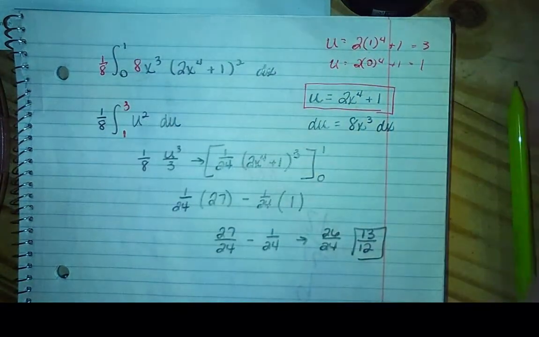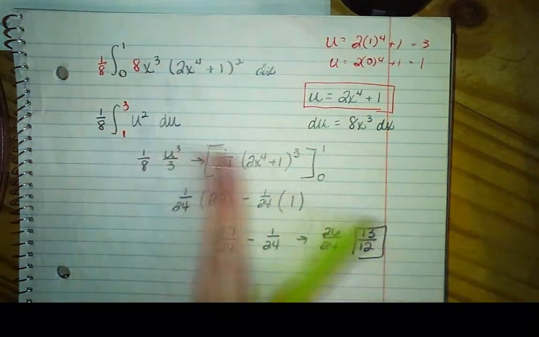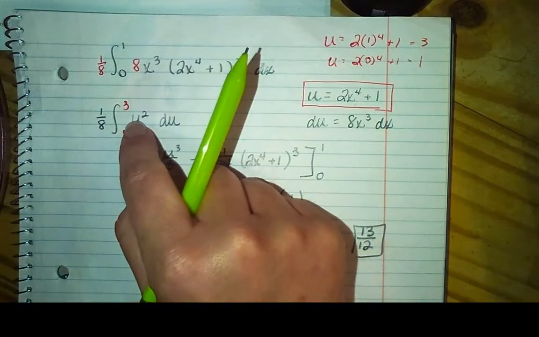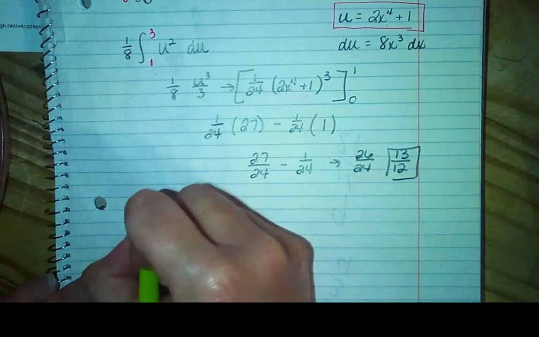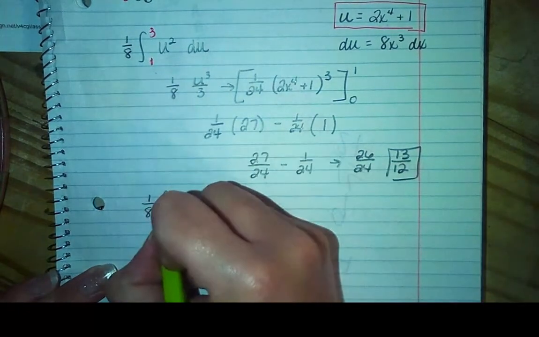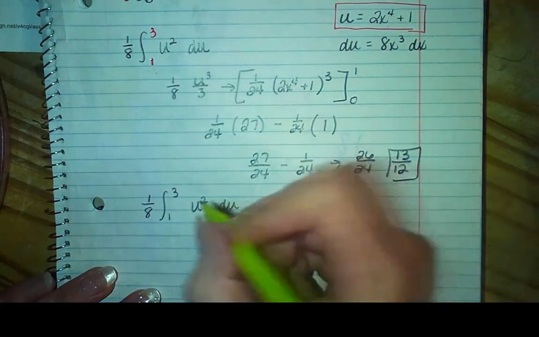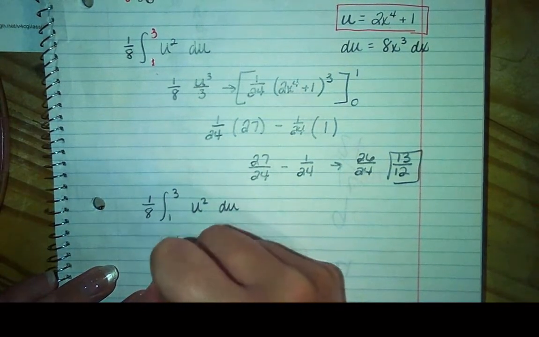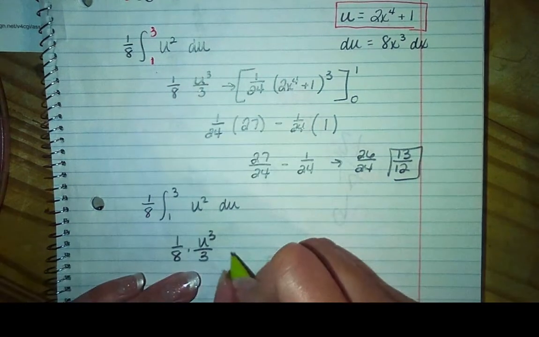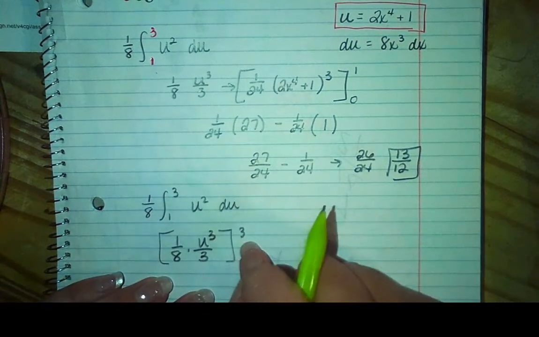Okay, so who cares? Because I can skip everything that I did here because all the hard work is done. Since I'm in u world and I converted everything into u world, I can leave it in u world. So what does that mean? Let's just rewrite for a second. I've got 1/8 times the integral from 1 to 3 of u squared du. So what's my integral? It's going to be u to the third over 3 times my lead of 1/8. But remember, you've already changed this into u's and du's, so use your new limits of integration.